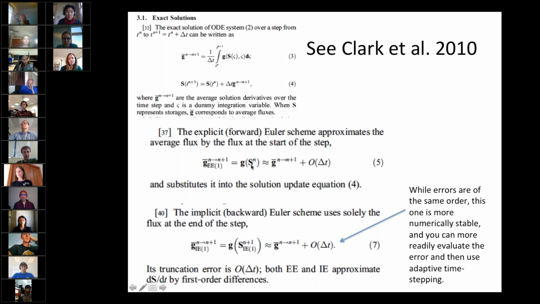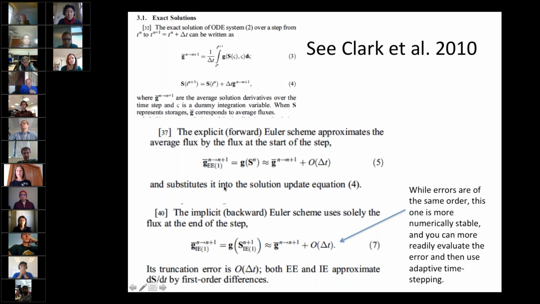So there are two ways you could solve that numerically. And these are, again, just cut from the paper. If you're interested, you can read the whole paper in detail. So basically, the explicit or forward Euler scheme approximates the average flux by the flux at the start of the step. So again, remember, your evaporation depends on how much water you have in the soil, right? And so you take the amount of water you have in the soil at the beginning of the time step, and you calculate the evaporation, and then you move it forward.